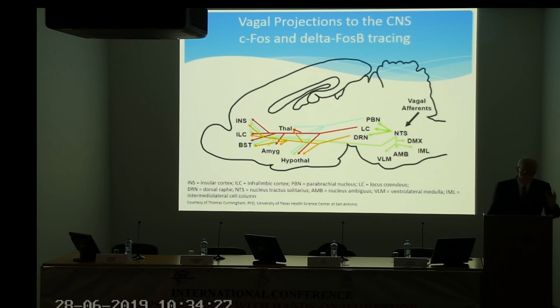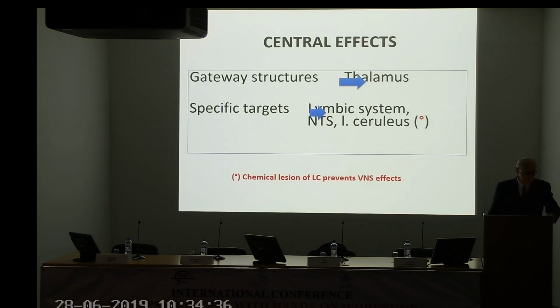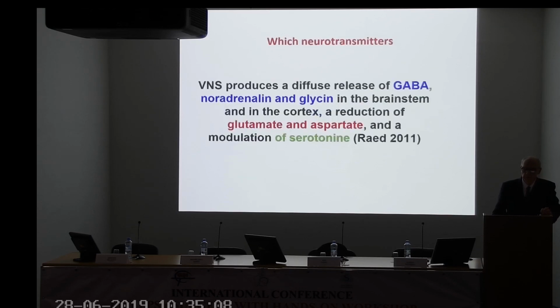So this is more or less the network that is influenced by the stimulation of the vagal nerve in the neck. So you have effects on the gateway structures to the thalamus and specific targets like limbic system, nucleus tractus solitarius, and locus ceruleus. And just to specify, chemical destruction of the locus ceruleus virtually prevents any vagal nerve stimulation effects on epilepsy. So it's really key structures for that.